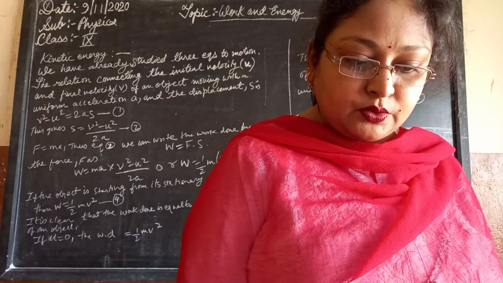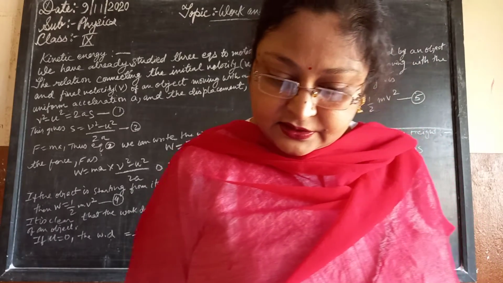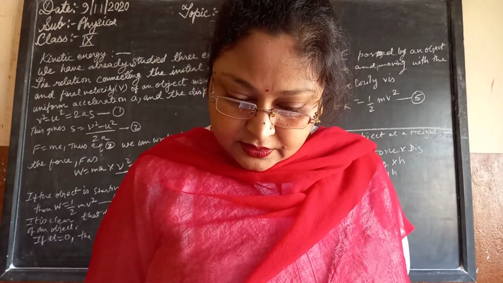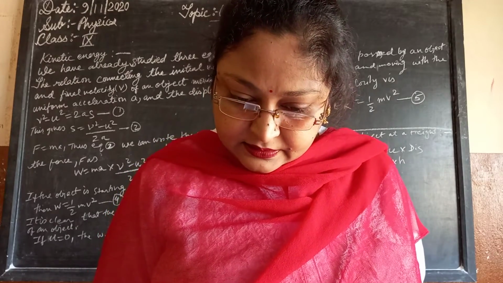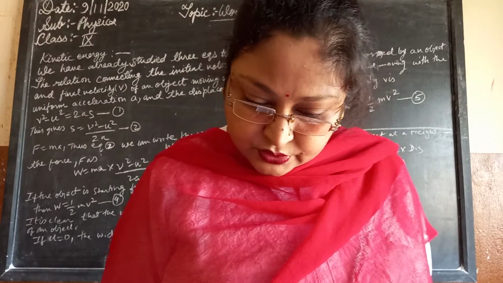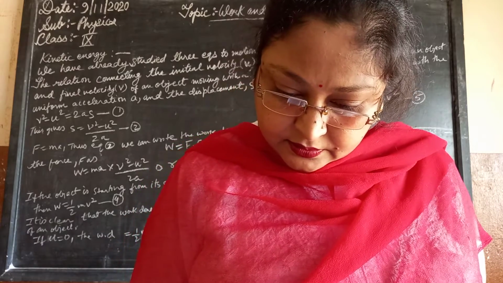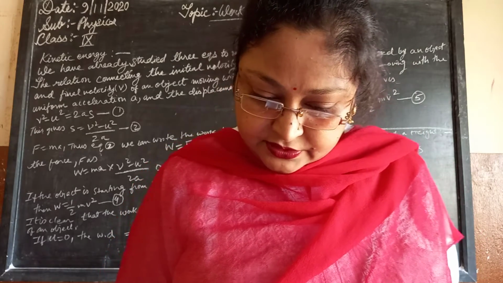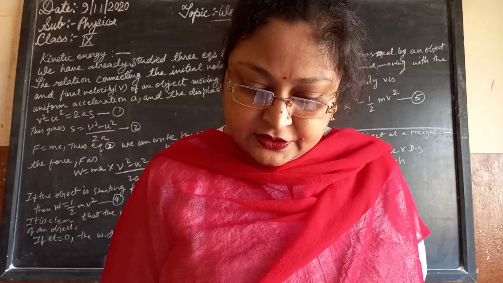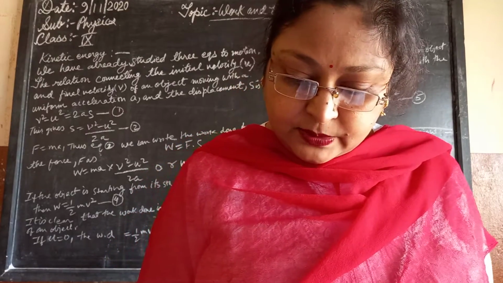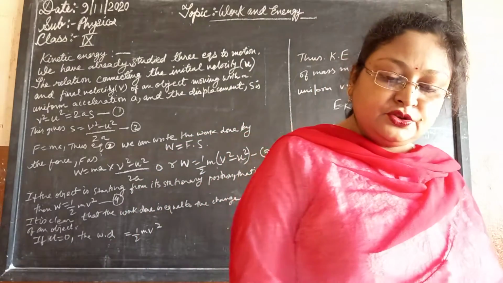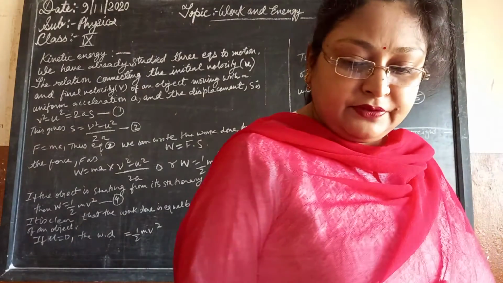Define average power. The concept of average power is useful: we obtain average power by dividing the total energy consumed by the total time taken. So total energy consumed divided by total time taken is the average power.